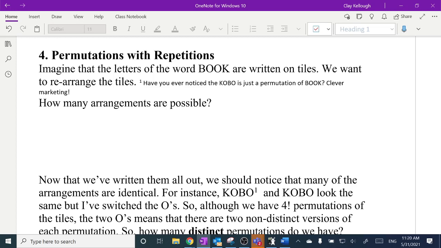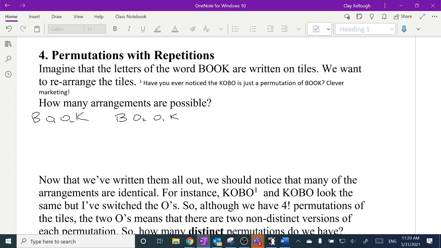Well, let's see. I could spell it the way that you'd think, book. But here's the thing. I've got 2 different O's. So I'm going to call this O1 and this one O2. And then I could respell it like that. That is, in fact, a different arrangement. But it's still the same word.